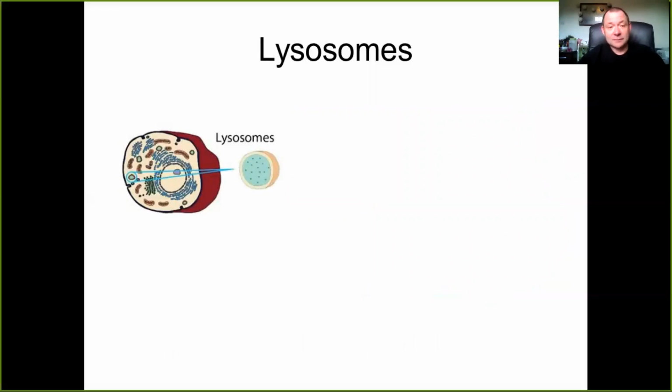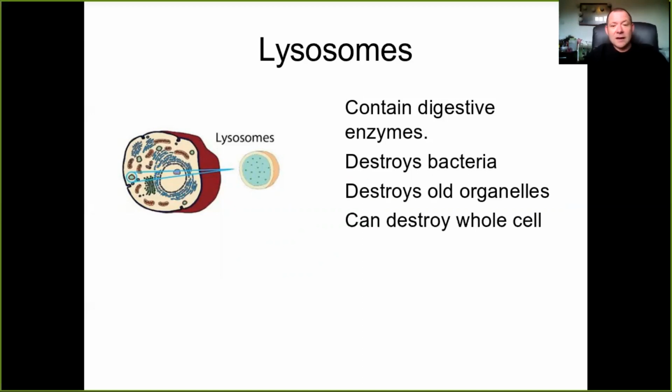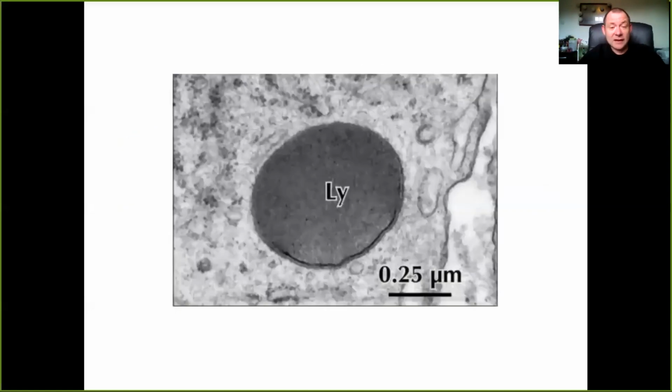Lysosomes, the stomach of the cell, contain digestive enzymes. They destroy bacteria. So when one of our white blood cells comes along and encounters a bacteria, it eats it, much as the ancient archaea did and current archaea still do. And then that bacteria is fused with the lysosome, which contains all these digestive enzymes. And it is destroyed. So our white blood cells have many lysosomes, but all of our cells have lysosomes because we need to recycle various material, such as our old damaged organelles. Can destroy a whole cell. Here is a lysosome, 0.25 micrometers.